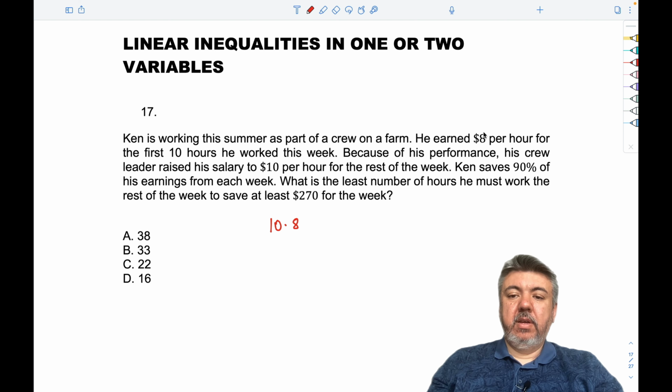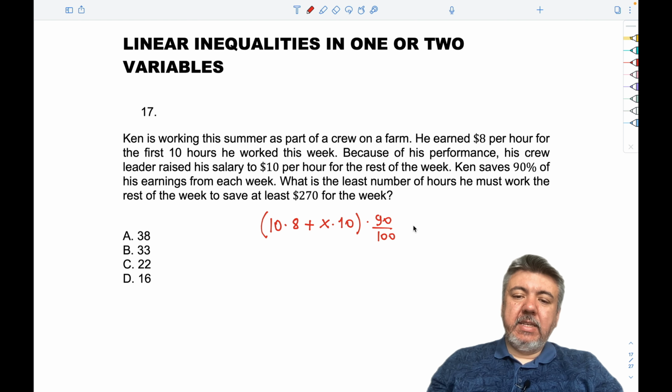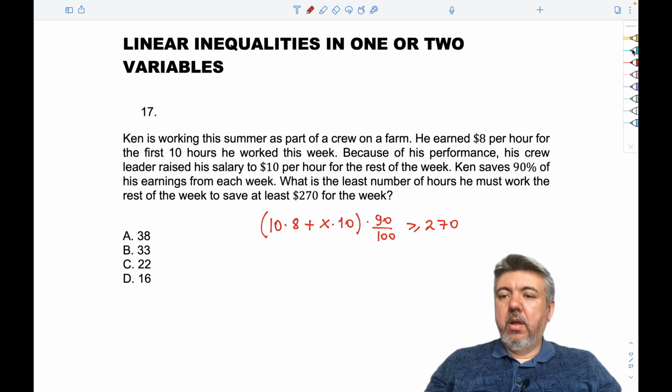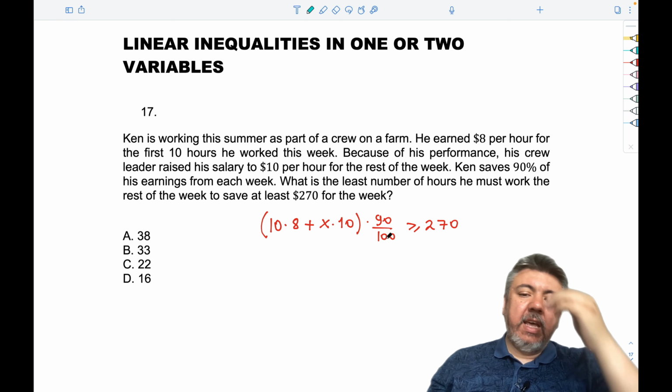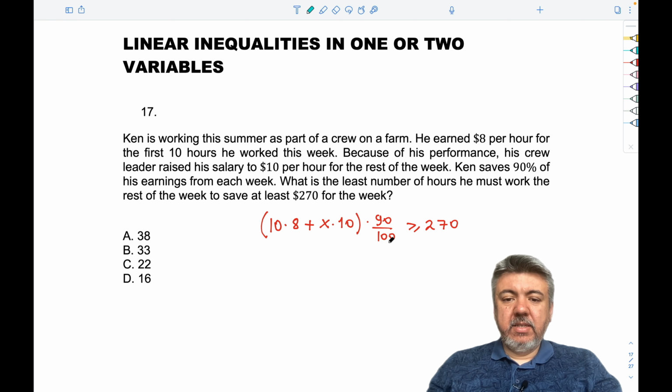So, he works 10 hours for $8 per hour. Then, X hours, now for $10. We don't know X. Okay? This is what he earns. But he only saves 90% of it. It should be at least, that means greater than or equal to 270. Once again, he worked 10 hours for $8, then X hours for $10 per hour. Then he saves 90% of his earnings. That should be greater than or equal to 270.